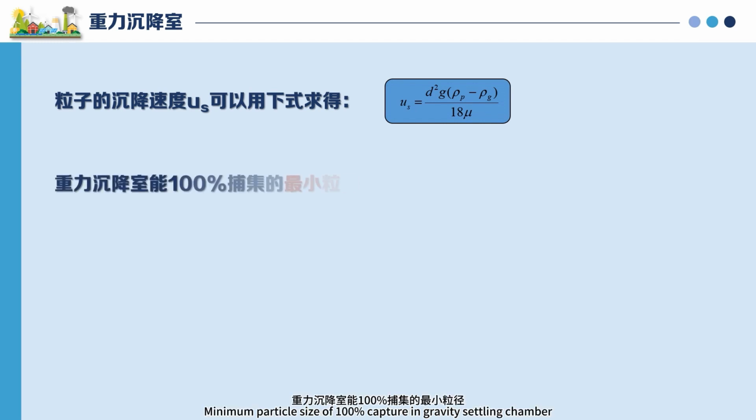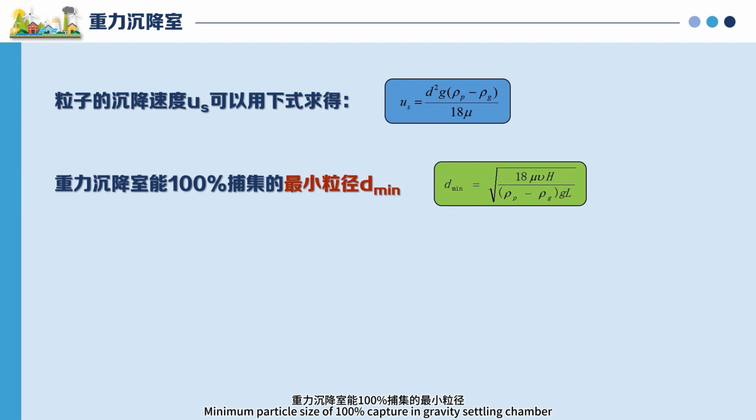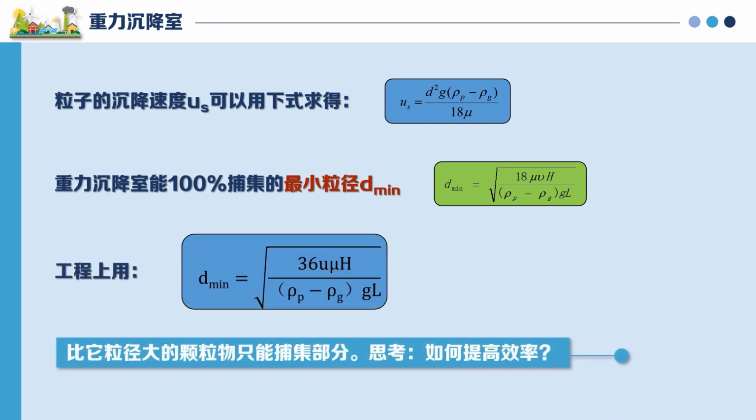The minimum particle size captured at 100% in a gravity settling chamber can be found using this formula. In engineering we often use this formula for particulate matter larger than that particle size; smaller particles can only be partly captured. Please think about how to improve the dust removal efficiency.